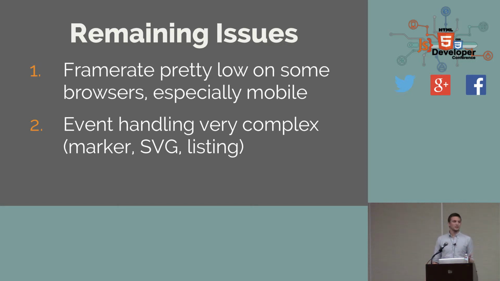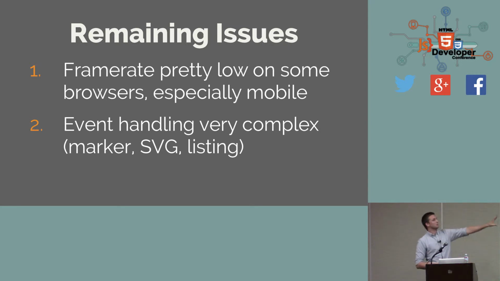But there were still some remaining issues where we were still having frame rate issues. And also the event handling was getting pretty complicated, because we were doing R tree lookups, but we were still looking up marker events. And if you hover over a listing, we highlight the shape. So there were a lot of boundary cases that were insanely complicated to keep track of.